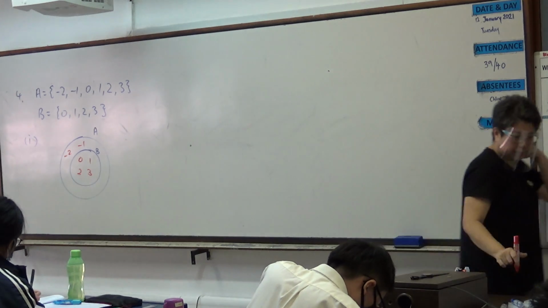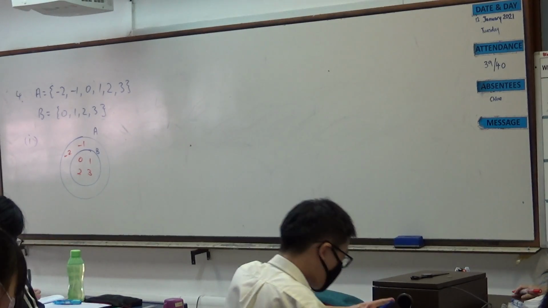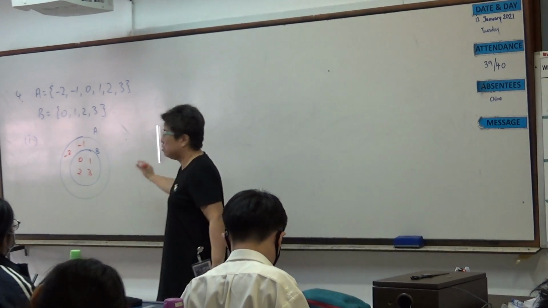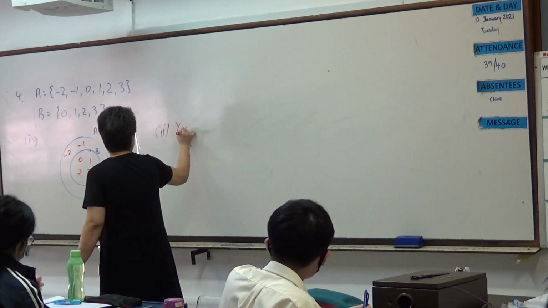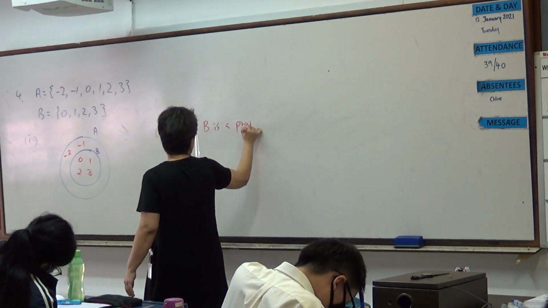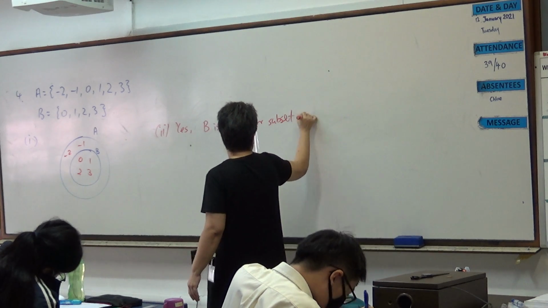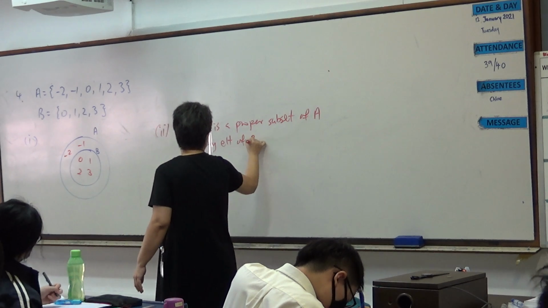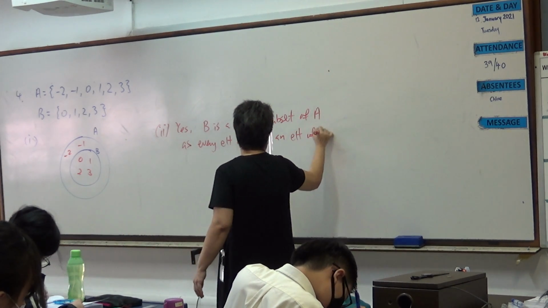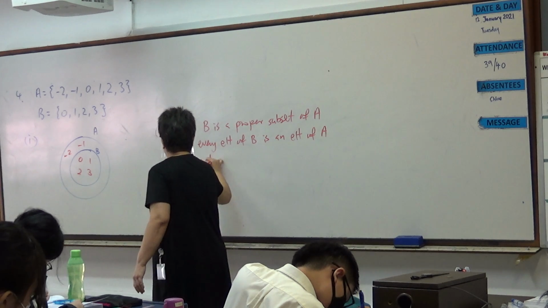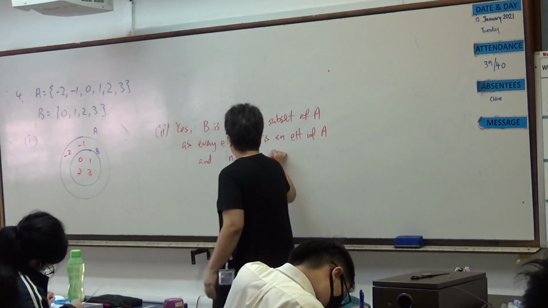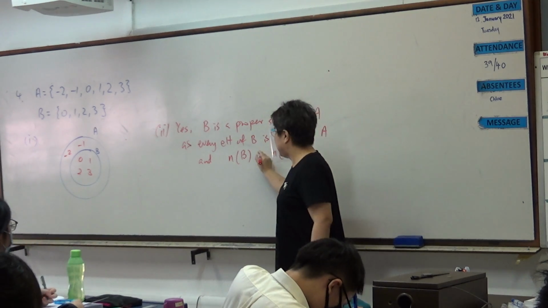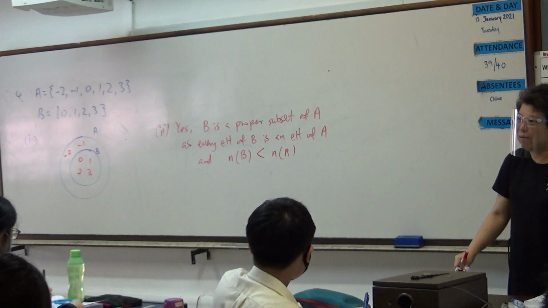Part 2. They ask you to explain. Is B a proper subset of A? I want to know. Yes or no? Yes. B is a proper subset of A, as every element of B is an element of A, and the number of elements of B is less than the number of elements of A. What did I say must write here? Less than 9. Alright.